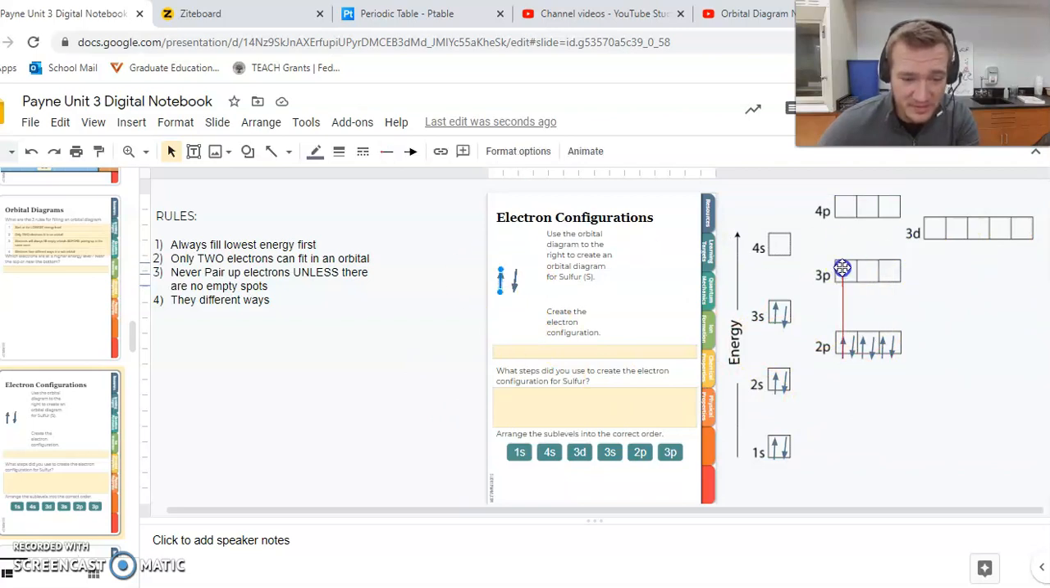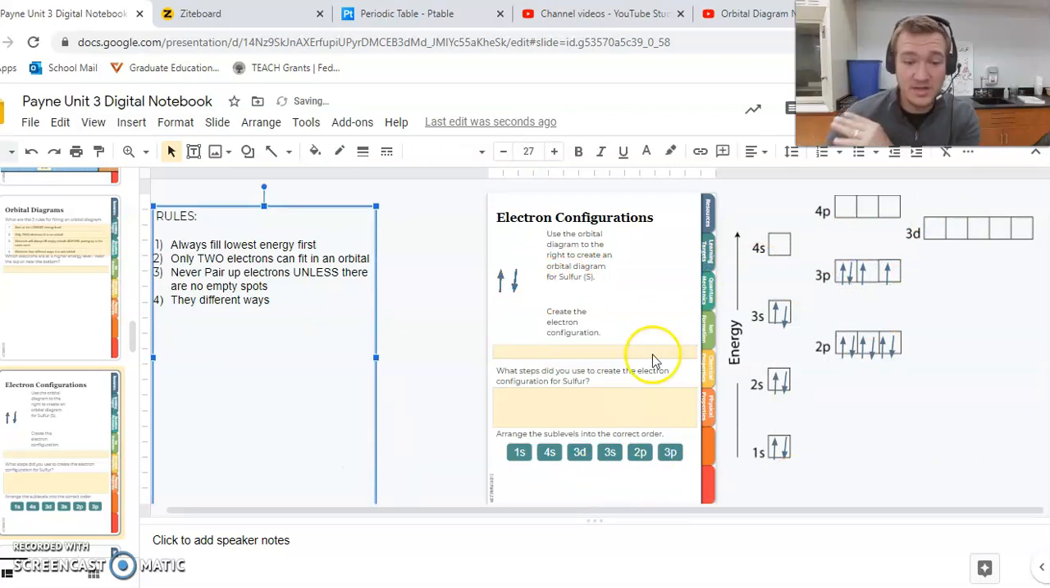Okay, so the 3p is going to be the same. We do an up and we make sure we don't pair them up until we absolutely have to. Now we have to, but how many electrons do I have? We have 2, 4, 6, 8, 10, 12, 13, 14, 15. So I only have 1 left, and that goes right there. Now that is totally fine. You can have these electrons here without a pair. They prefer it that way. That's why they fill up empty spaces before they start pairing up.